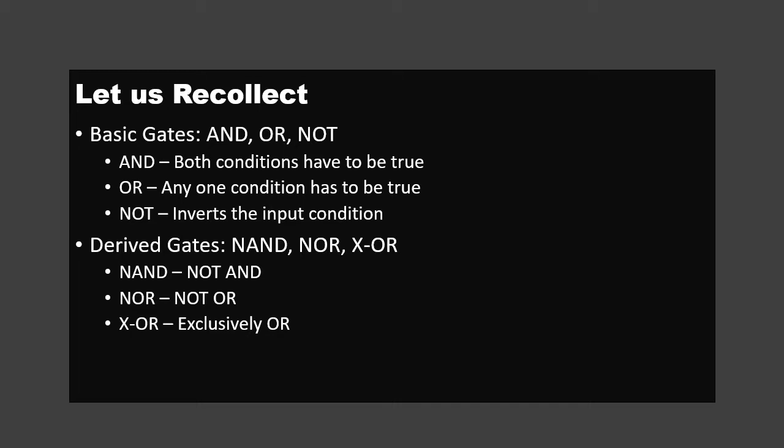And for the OR gate, to have an output condition, any one of the input conditions has to be true. For the NOT gate, whatever input we provide, it will be inverted as the output. If the input is true, the output becomes false. And then there are three derived gates: the NAND, NOR, and XOR. The NAND gate is a combination of the NOT gate and AND gate. The NOR gate is a combination of the NOT gate and OR gate. And XOR is an exclusive OR gate.